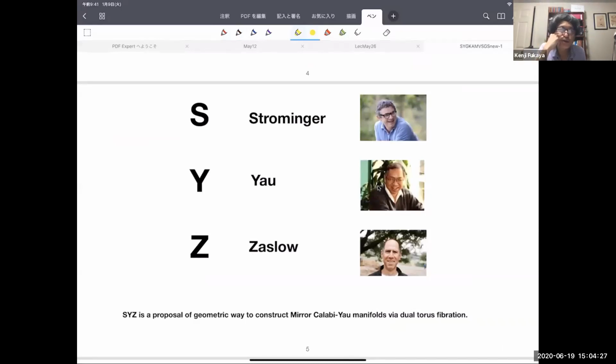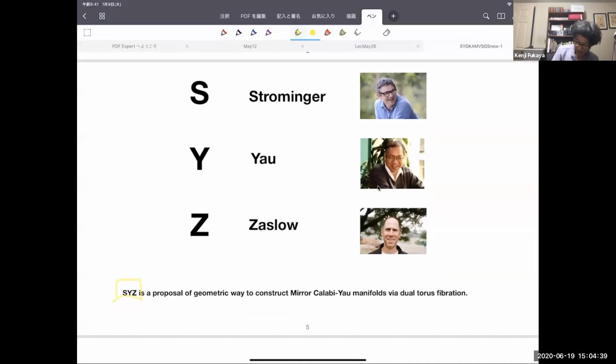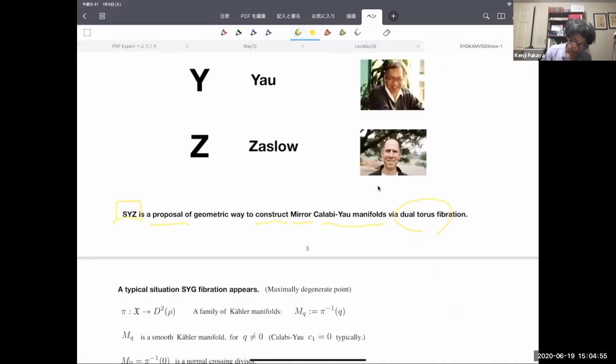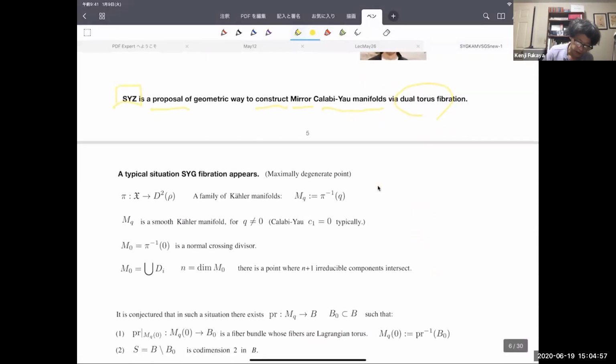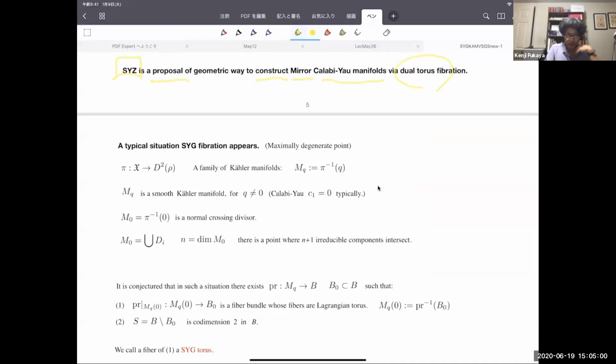Another three famous people: Strominger, Yau and Zaslow. SYZ is famous in mirror symmetry. Strominger-Yau-Zaslow proposed to construct the mirror of a Calabi-Yau manifold by somehow compactifying dual torus fibrations. And I want to mention a particular situation where these SYZ fibrations are expected to appear. That's called the maximal degeneration point.